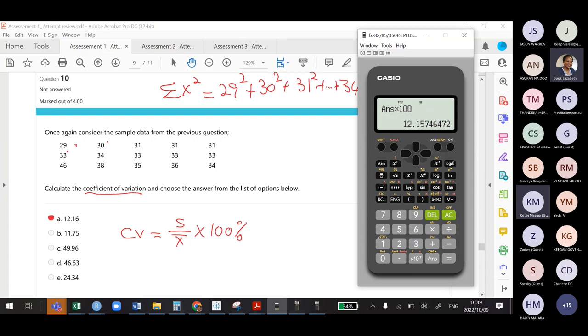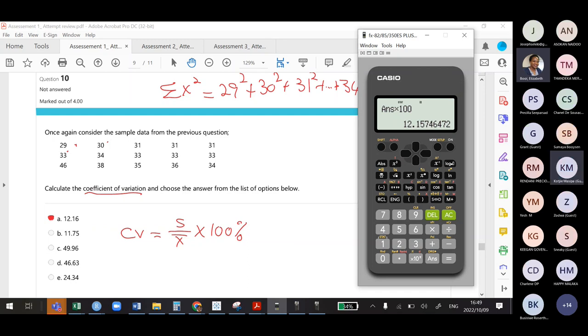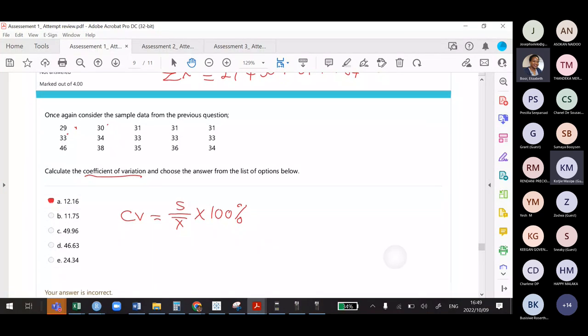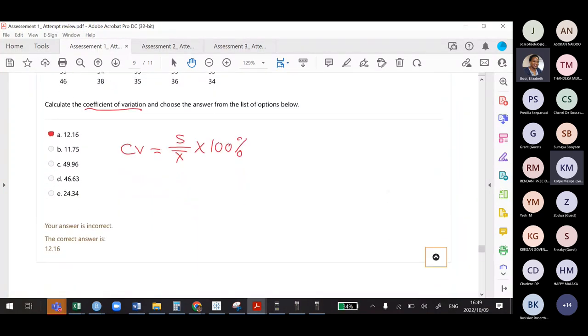You need to practice using your calculator because it will save you time, as you can see. Even in the exam, it will save you a whole lot of time. But you need to practice. You cannot practice a day before you go write the exam and expect to know how to use your calculator. And when you capture the data, you must also pay attention to the details. Okay, so that is question 10.